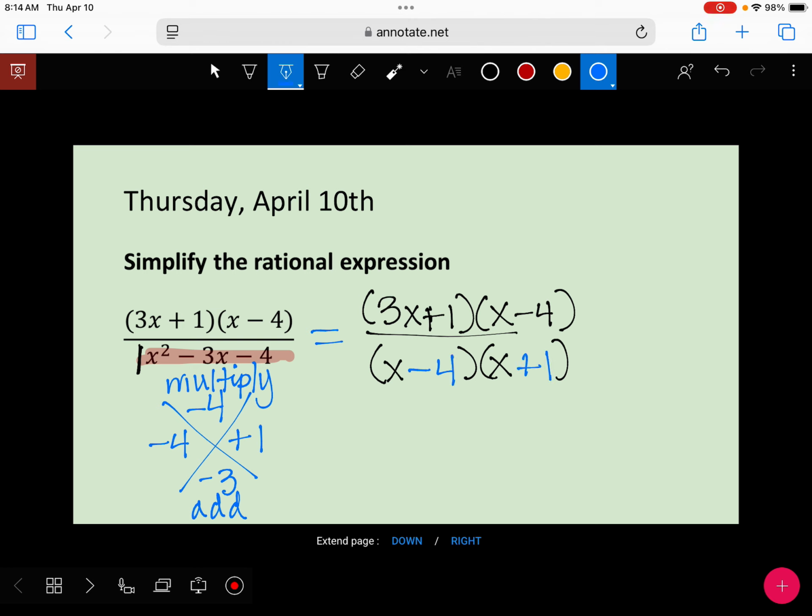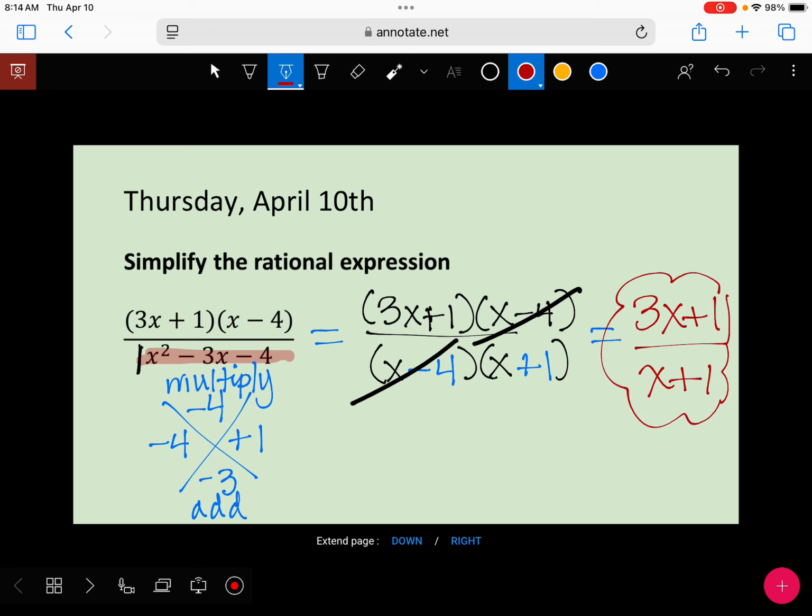So now that everything is factored, is there anything we can cancel out? Yep, so let's cross that out. And that leaves me with a final answer of 3x plus 1 over x plus 1. And that is it.